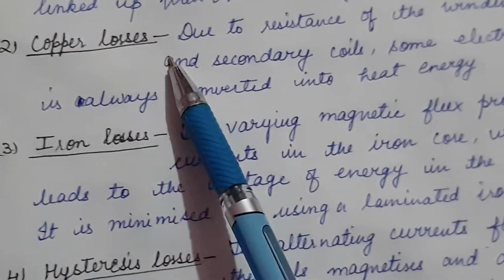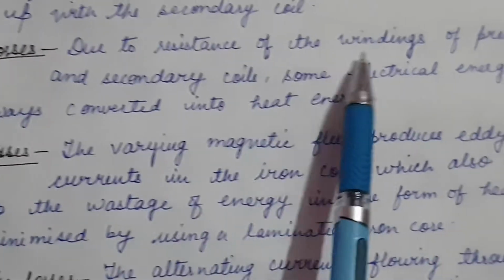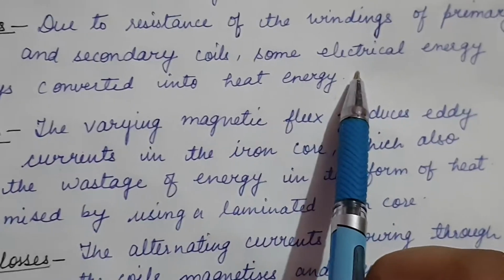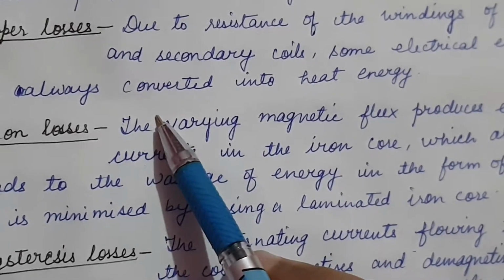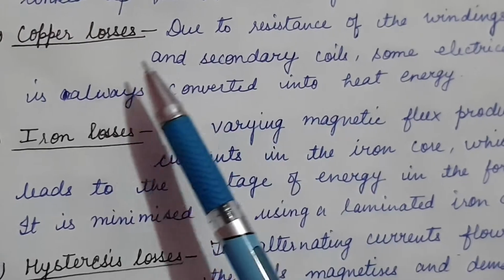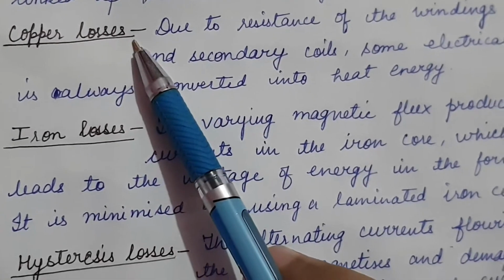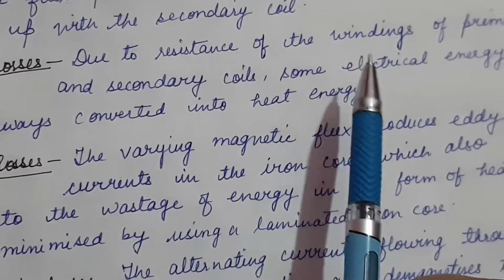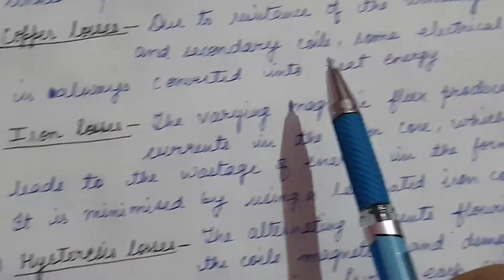Second one is copper losses. Due to the resistance of winding of primary and secondary coils, some electrical energy is always converted into heat energy. So this type of loss is called copper losses. And this loss is due to the resistance of the windings.